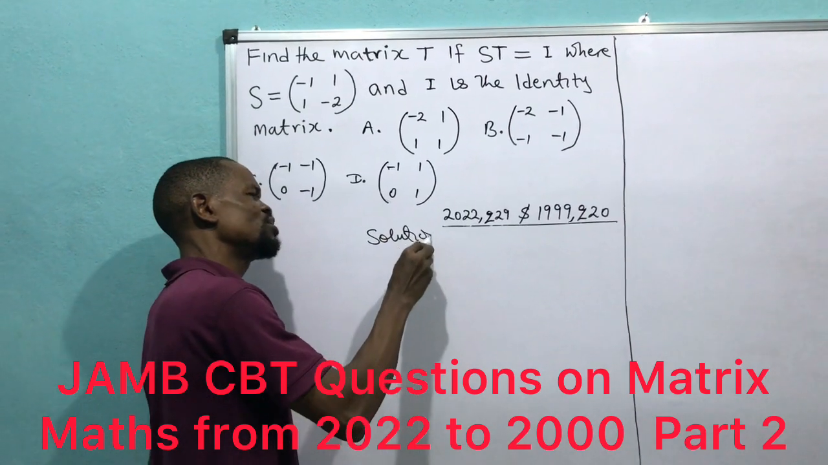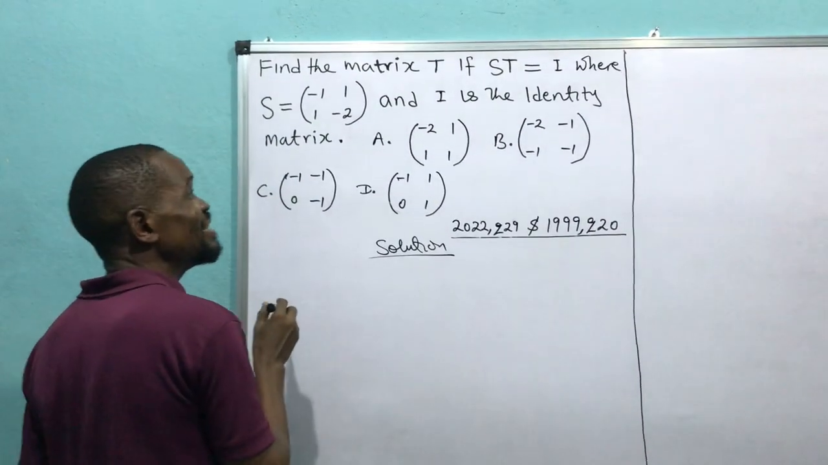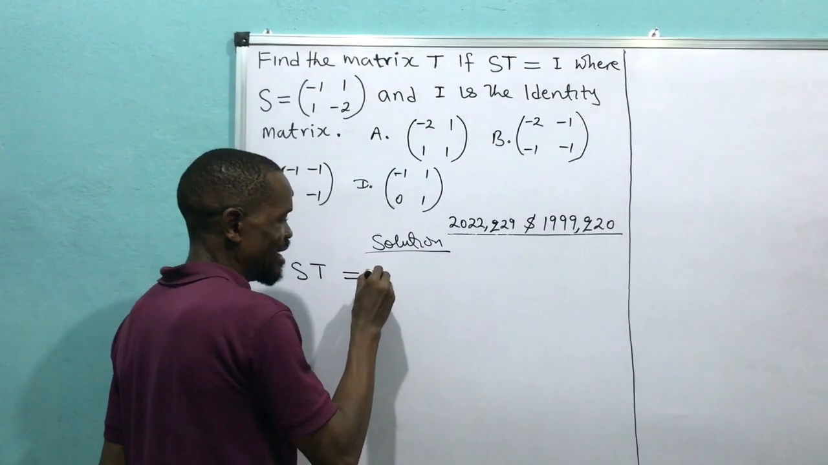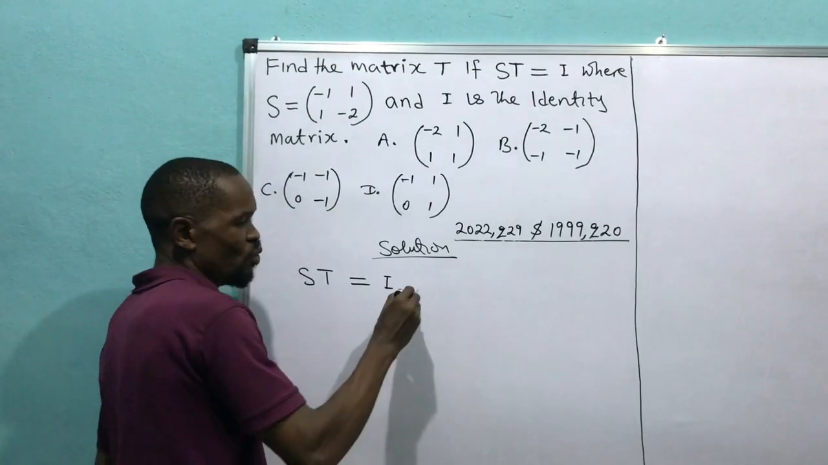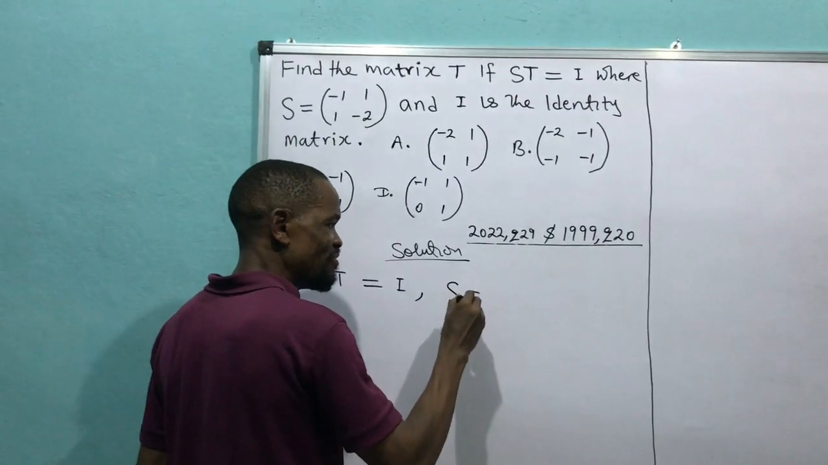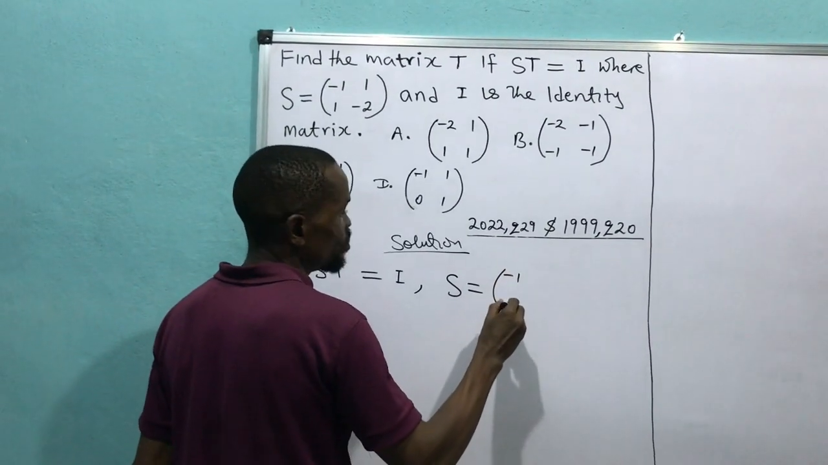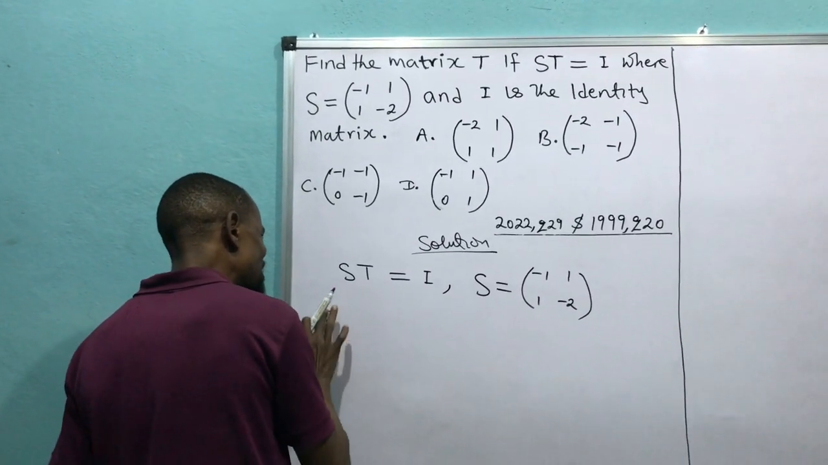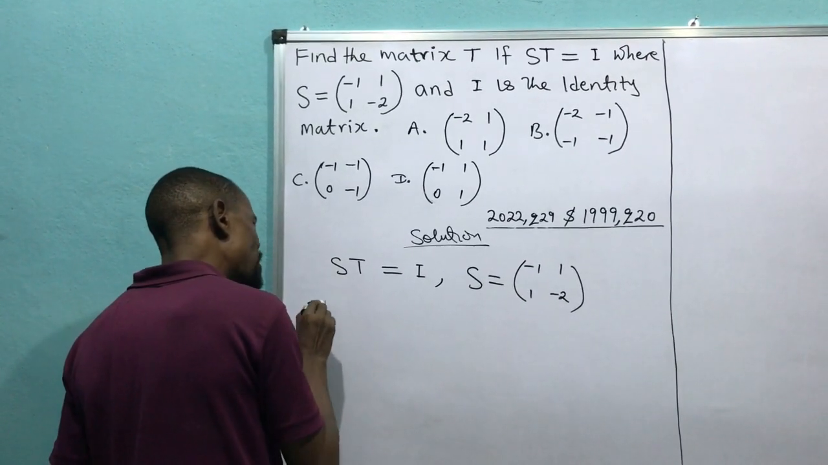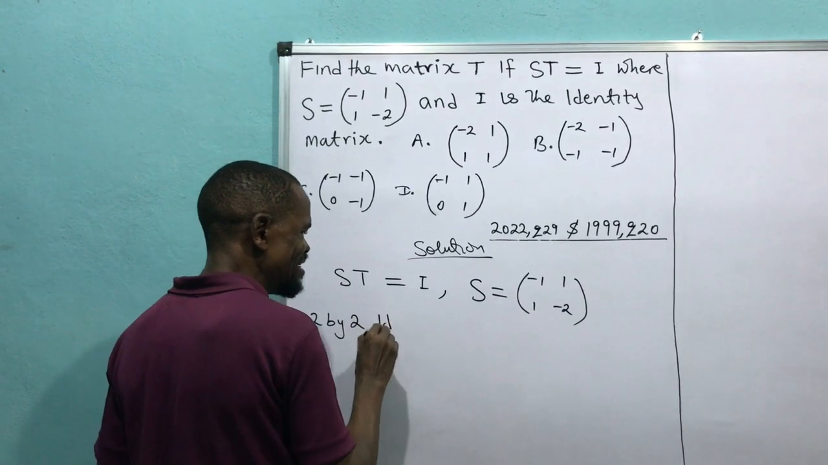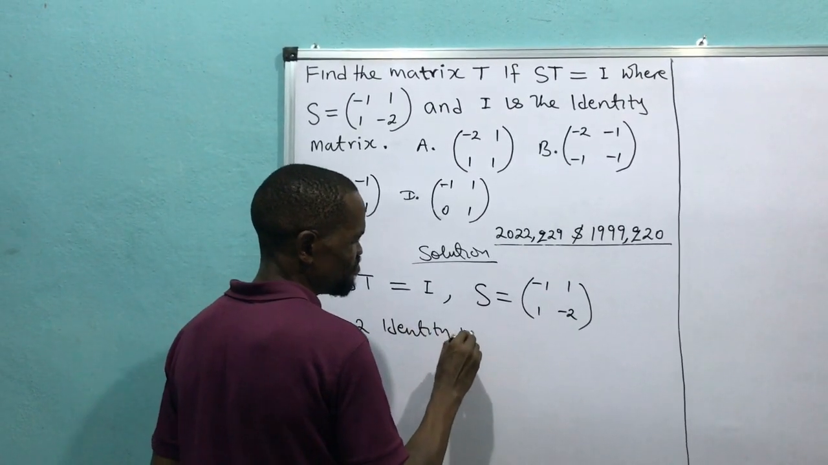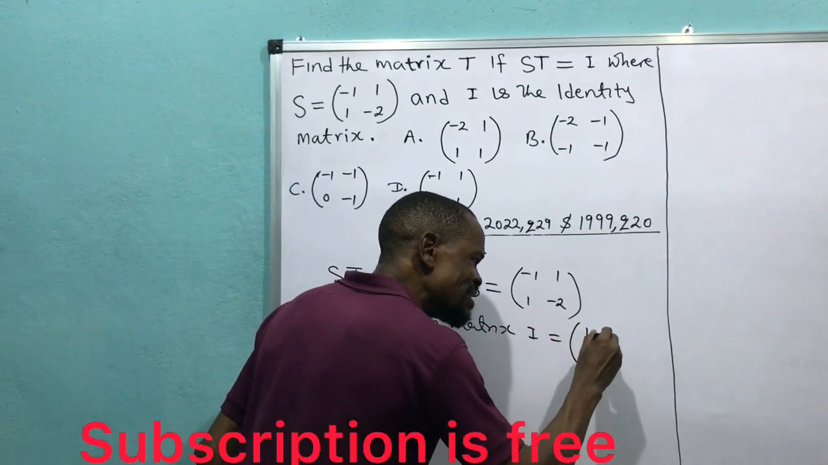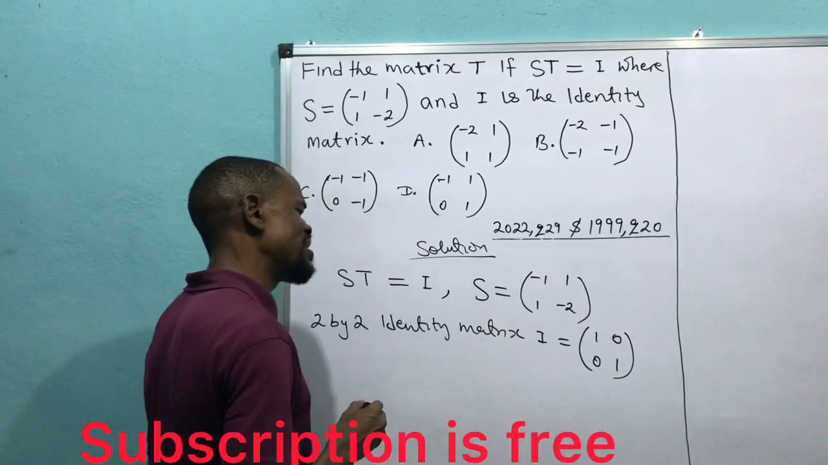Looking at this question, they said I is the identity matrix and XT equals I, where X is given as minus 1, 1, 1, minus 2. The 2 by 2 identity matrix I is given as 1, 0, 0, 1. This is the 2 by 2 identity matrix.